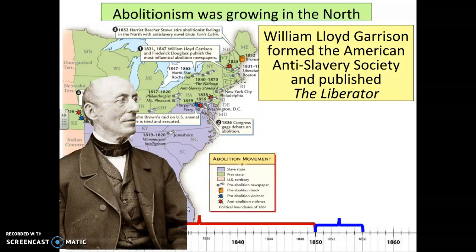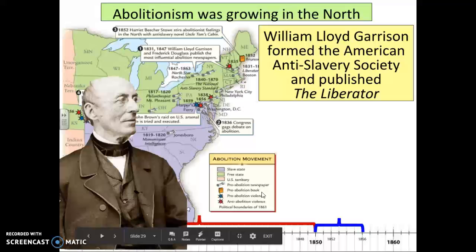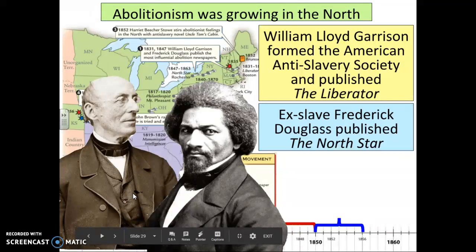William Lloyd Garrison is going to be one of the major leaders of this. He is a newspaper publisher who creates the newspaper called The Liberator, an anti-slavery society work that helped spread the ideas of the evilness and wickedness of slavery in the South. Frederick Douglass, a former slave himself, is going to be a huge abolitionist and eventually an advisor to President Lincoln when we get to the Civil War.